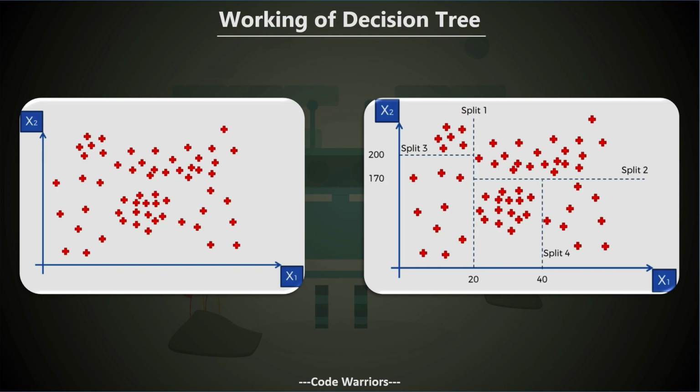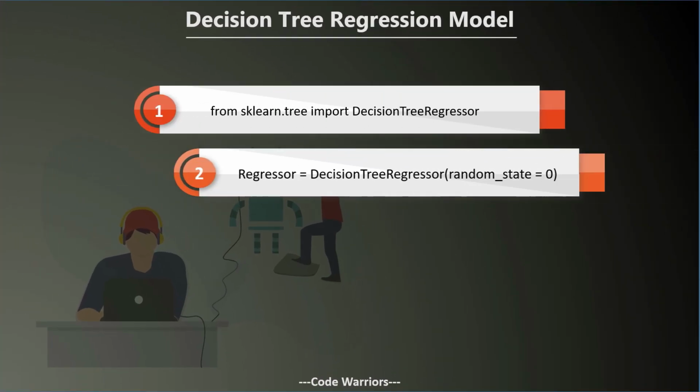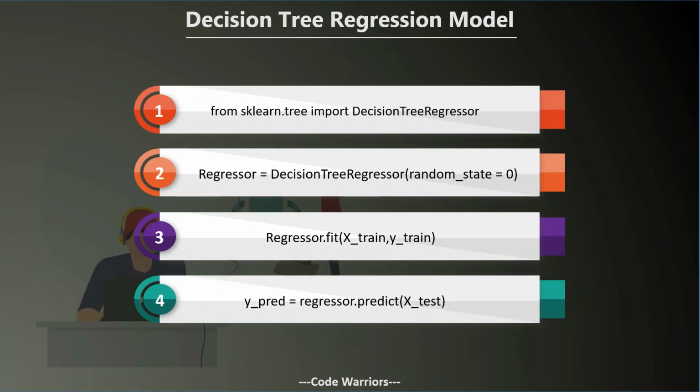Now in the back end, the decision tree will split our data set into splits, and each split is given its label by calculating the average of that particular split. So let's move further. This is all about the theoretical part of the decision tree.